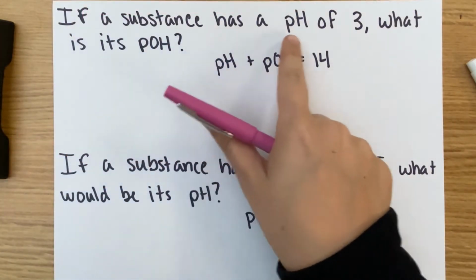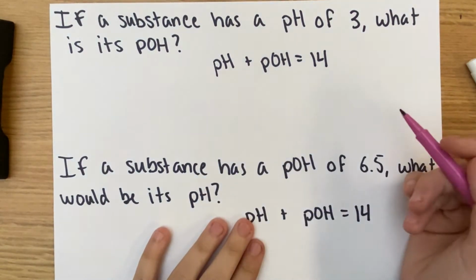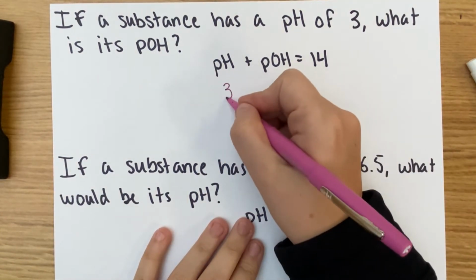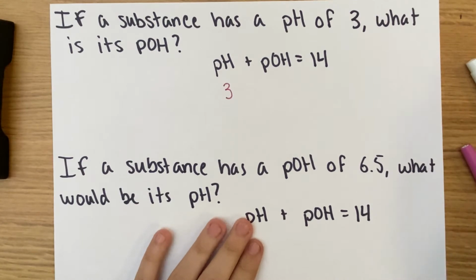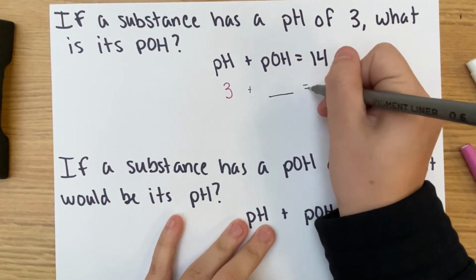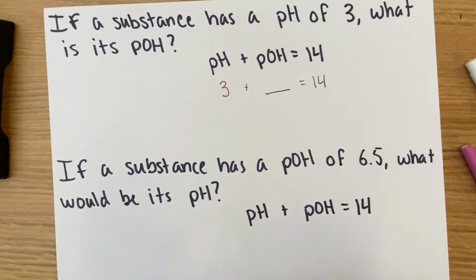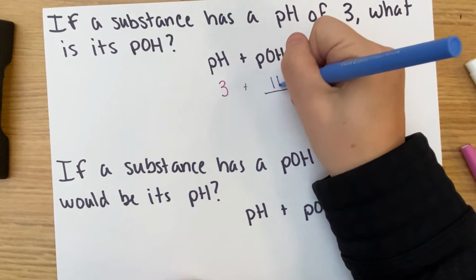If a substance has a pH of 3, what is its pOH? We can use the formula to figure this out. If we have a pH of 3, we know that 3 plus the pOH has to equal 14. So that puts our pOH at 11.